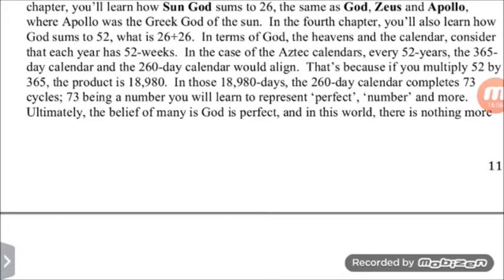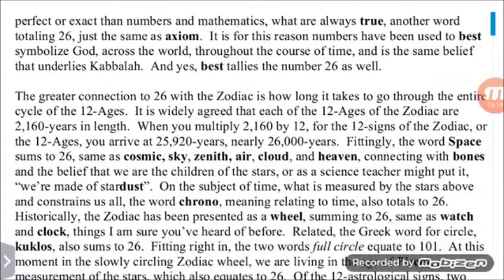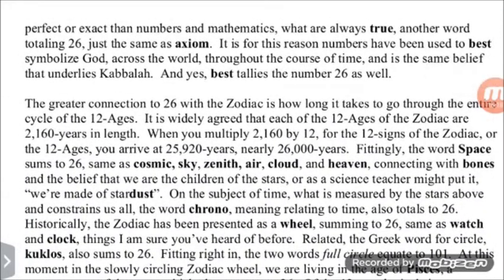Ultimately, the belief of many is God is perfect, and in this world there is nothing more perfect or exact than numbers and mathematics, what are always true, another word totaling 26, just the same as axiom. It is for this reason numbers have been used to best symbolize God across the world through the course of time, and it is the same belief that underlies Kabbalah, and yes, best tallies the number 26 as well.